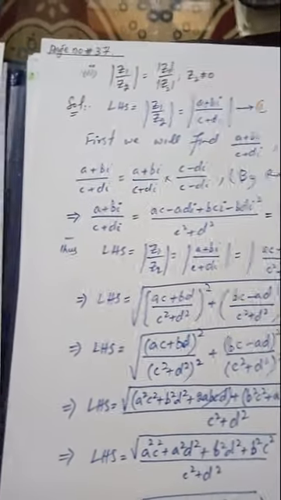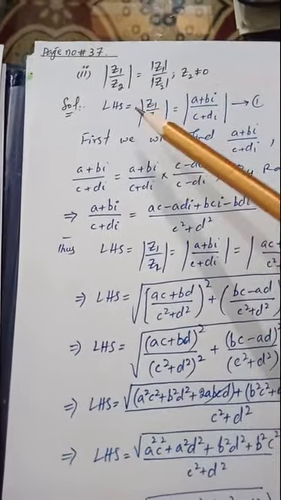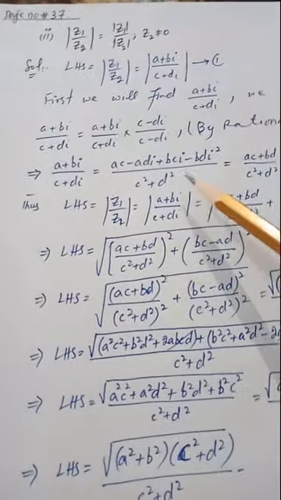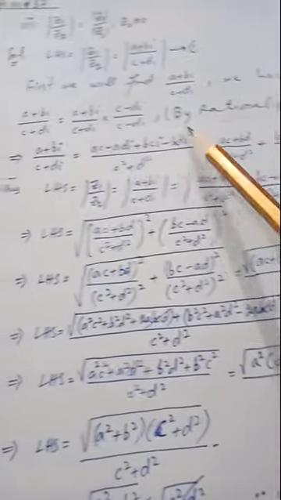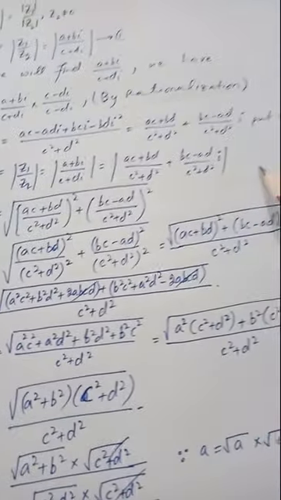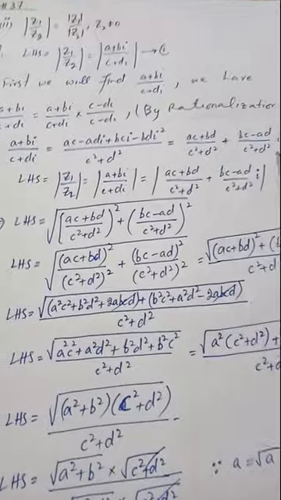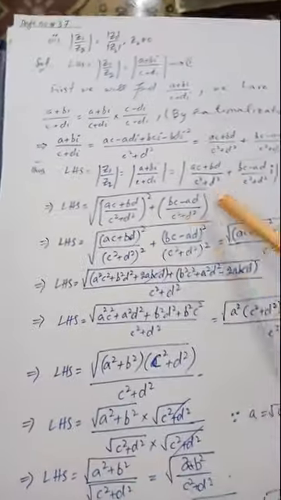And similarly this is the division, part number 2. First of all on the left hand side you will take the division. For division you must do the process of rationalization. So when you take the division, you will get this and then take the absolute.